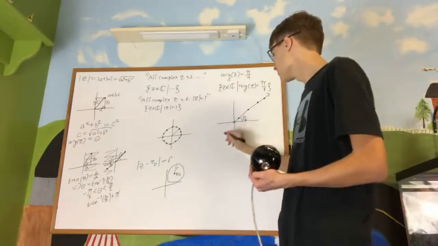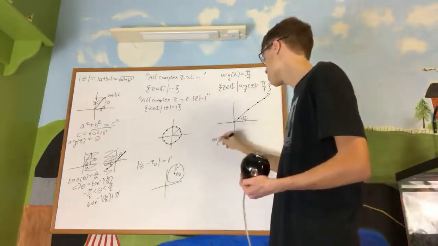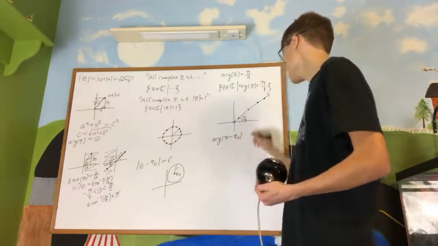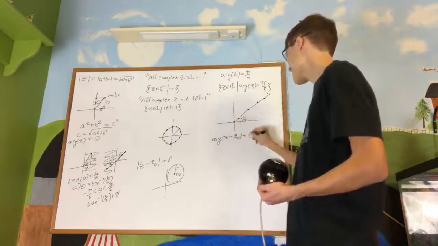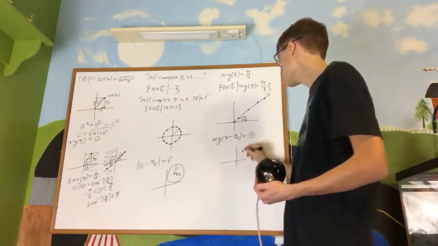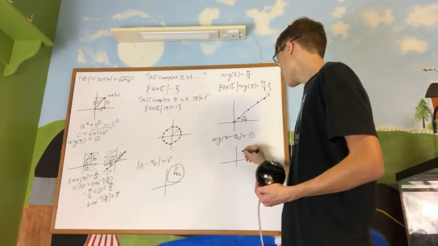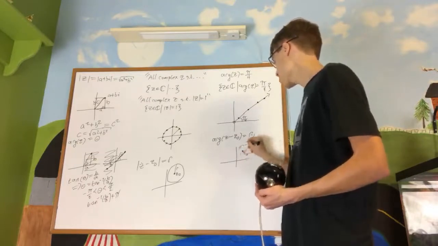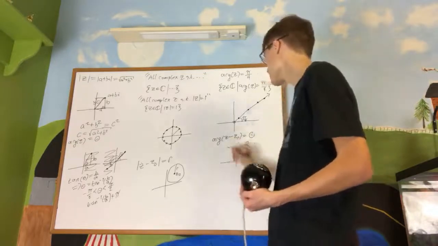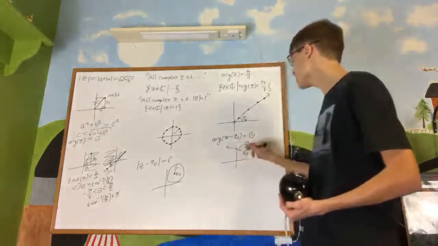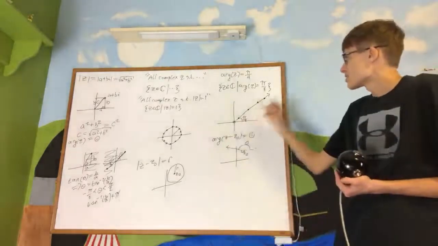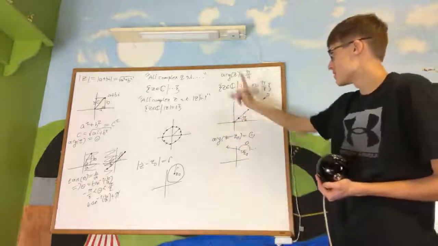And in general, if I have the argument of z minus z naught equals some constant theta, it will look like this. We move it to z naught, and if we have the angle theta relative to z naught, it'll be the ray not including z naught. So it'll be that ray. So that's what these two loci mean.